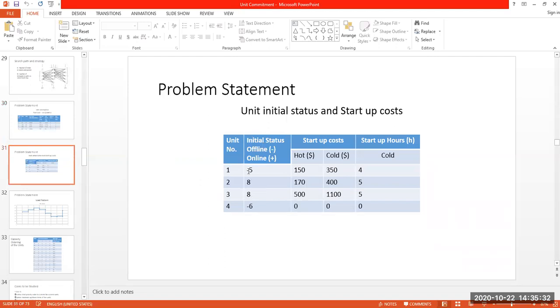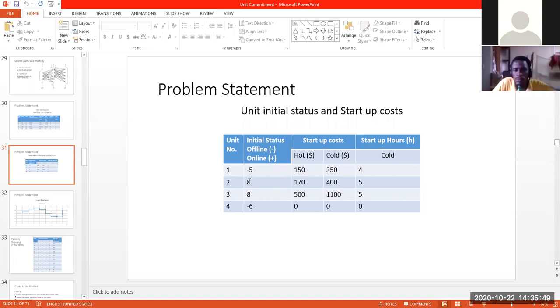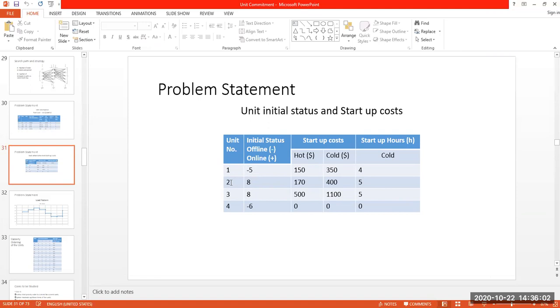So the minus sign means the unit is offline, and the associated numerical value gives us the information about how long the unit has been online or offline. If it is a minus sign, that means the unit has been offline, whereas if it is a plus sign, that means it is online for that amount of hours. So here -5 means unit number 1 has been offline for the last 5 hours, whereas for unit number 2 we have +8. It means that for the last 8 hours unit 2 has been running, or it is online.